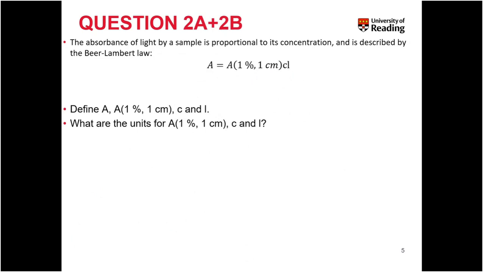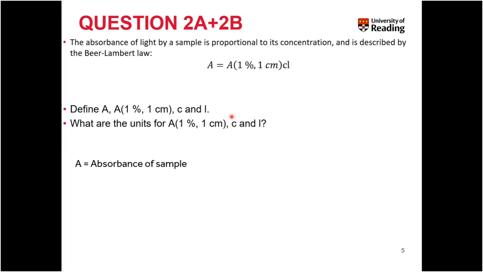So let's look at question 2A and 2B together. These questions ask you to define A 1% 1cm, C and L from the Beer-Lambert law, and then give the units for 3 of these terms, so the A 1% 1cm, C and L. Now this was covered in the lecture material and requires you to know what each of these terms are, how they are defined and what their units are.